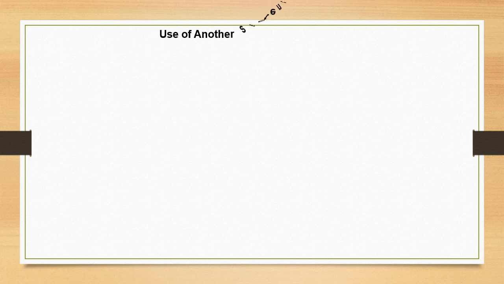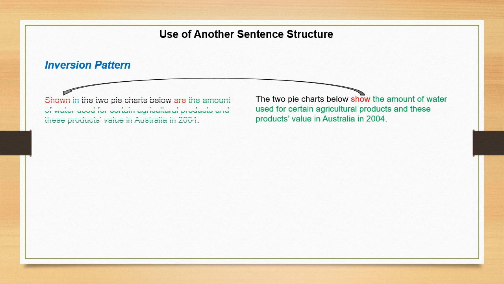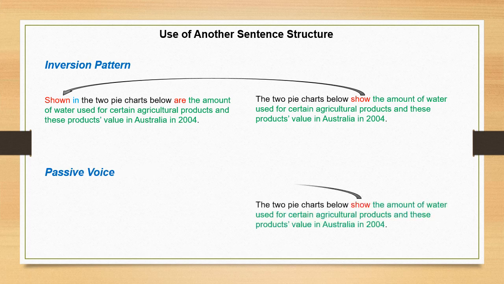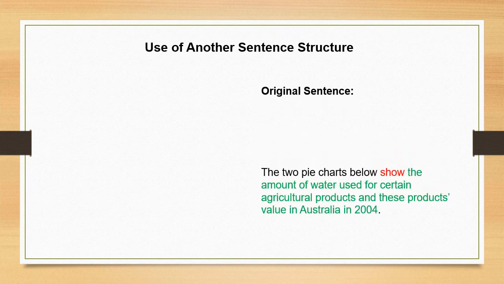Now let's talk about the use of different sentence structures. We'll give you two possible sentence structures here. The first one is the inversion pattern, and the second one is the passive voice. We use only one sentence to simplify the explanation for you to clearly see the difference. The sentence on the right is the original one, while the one on the left is the converted one. As you can see, we use different colors to show you the different parts of the sentence.